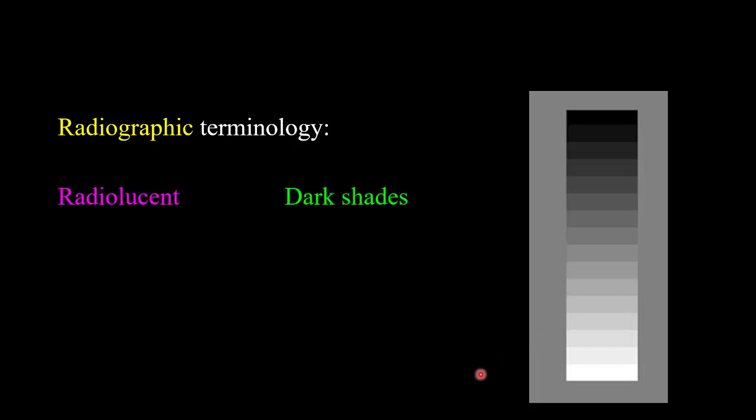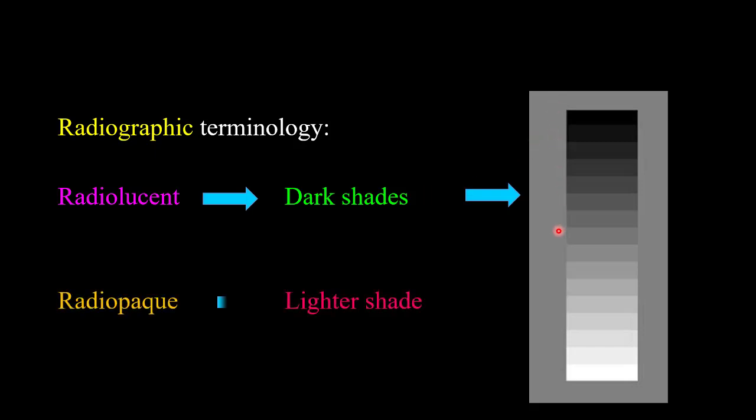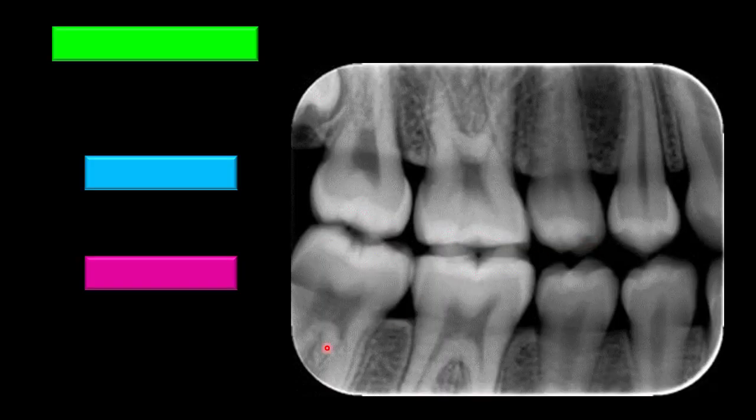We have two radiography terms to describe dark and light shades. Radiolucent describes dark shades in x-ray radiography. Radiopaque describes whiter gray shades in x-ray radiography. So now you know that when your dentist is talking about radiopaque, it means something that's white, and when he's talking about radiolucent, it means something that is dark.